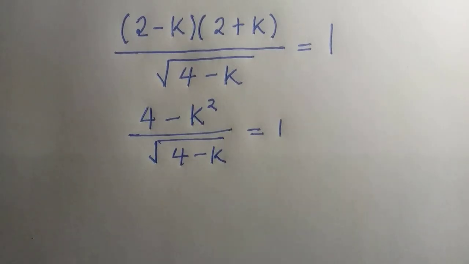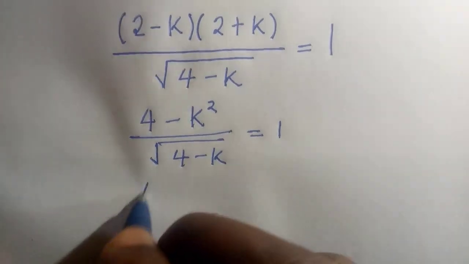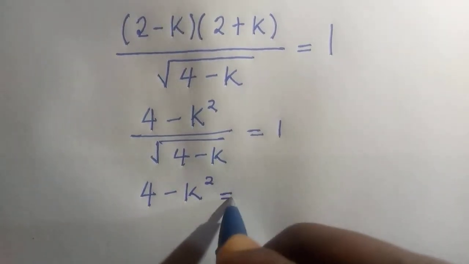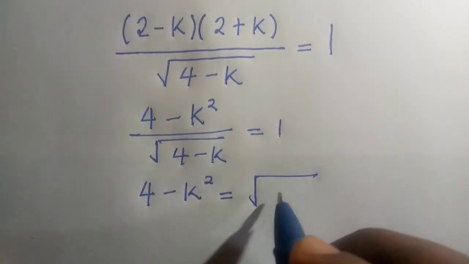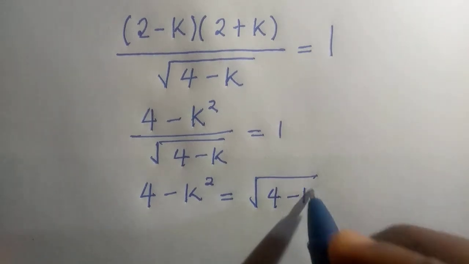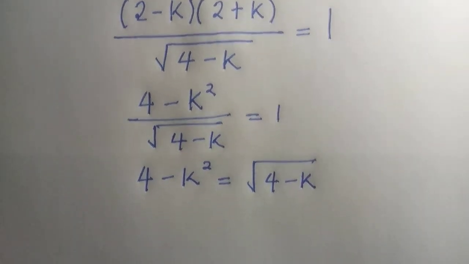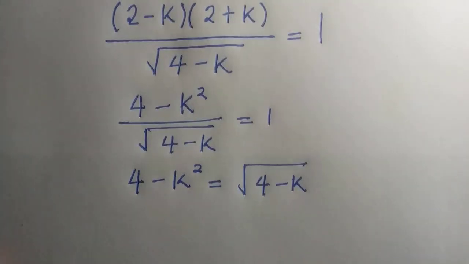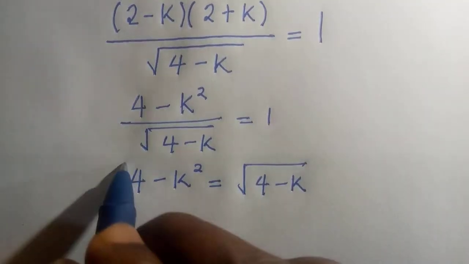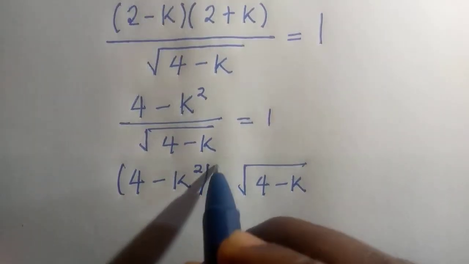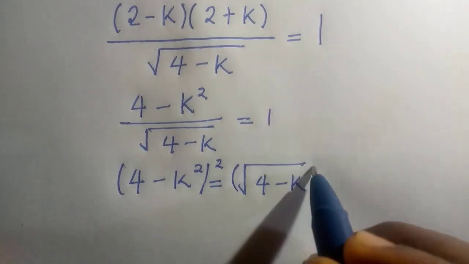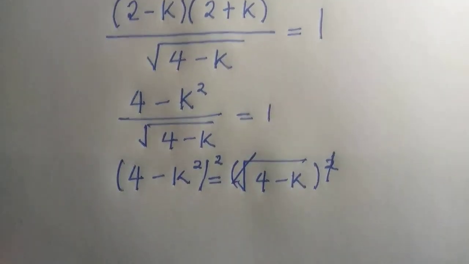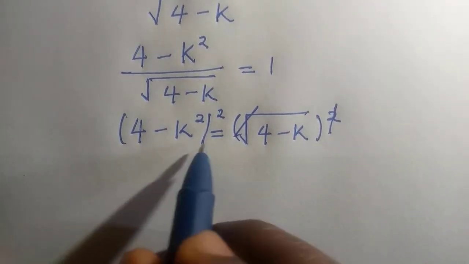Having this, we cross multiply and we have 4 - k² equals the square root of 4 - k. So let's take the square of both sides, just to cancel this root. When this and this cancel, on this side we have 4 - k².